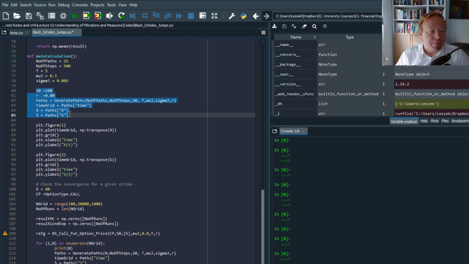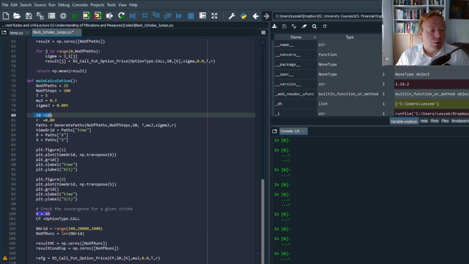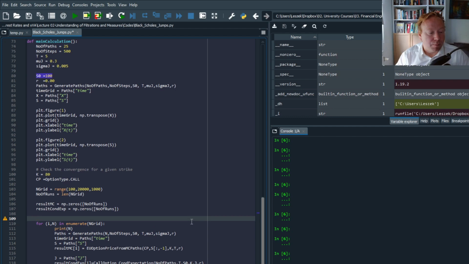Here we simulate the paths, and then we generate some plots for the paths. And here is the core point. We specify an option: this is K equal to 80, here we have a stock of 100, and we have a call option. And this part is just a reference, it's not so important here.